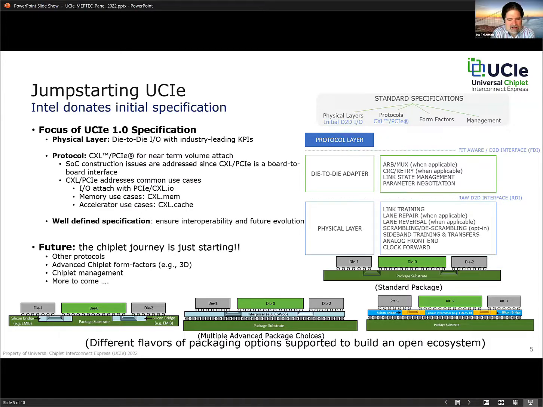Right. This is really great. It's really helpful to have this overview of UCIe. I think there are a bunch more questions, and many of them are probably better addressed at the panel level. So I thank you very much for the presentation.